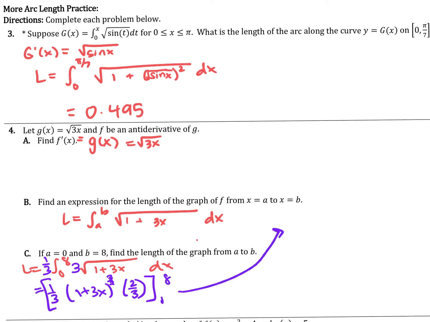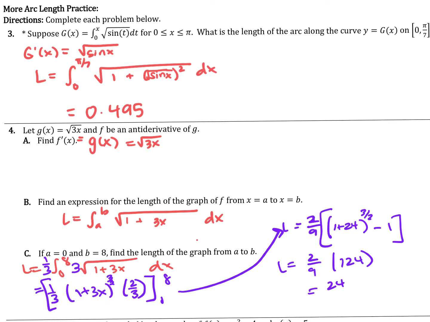Let's come over here and have some more room. So the length is going to be 2/9 times, if we substitute in 8, we're going to get 1 plus 24 to the 3/2 power, minus, if I plug in 0, I'm just going to get 1. 25 to the 3/2 power, well, that's the square root of 5 cubed, which is going to be 125. So this is going to be 2/9 times 125 minus 1, 124, which is going to be 248/9. Okay, let's look at 2 more examples.